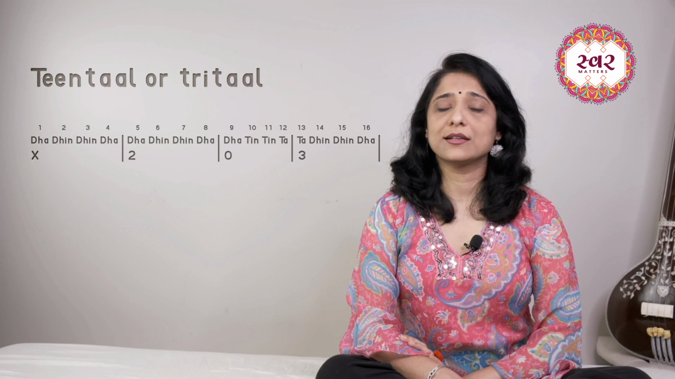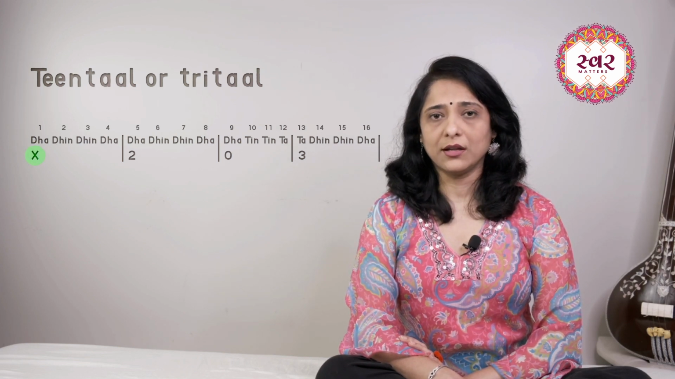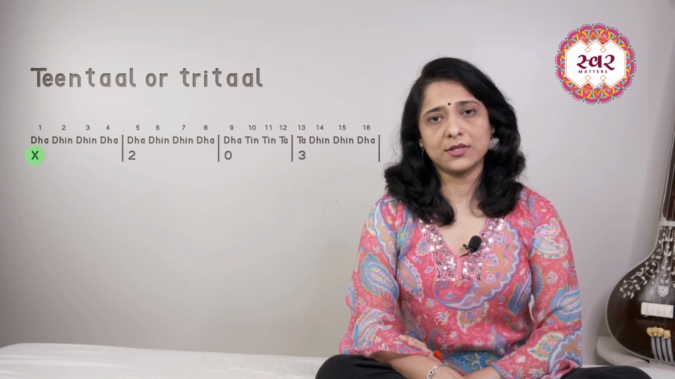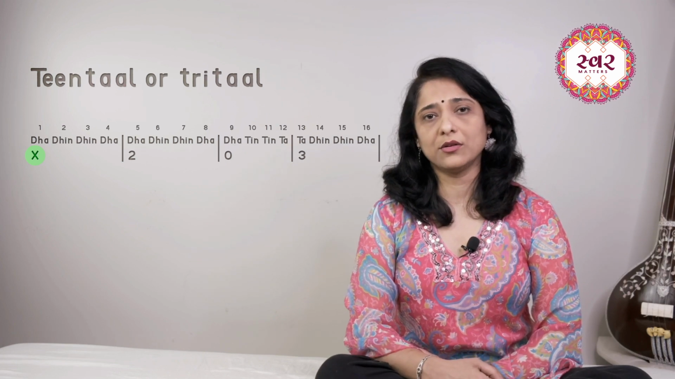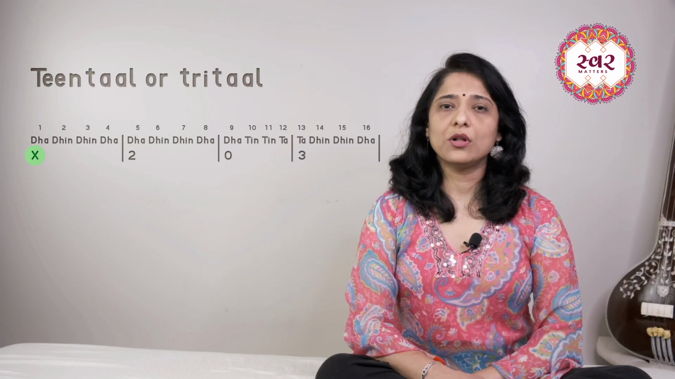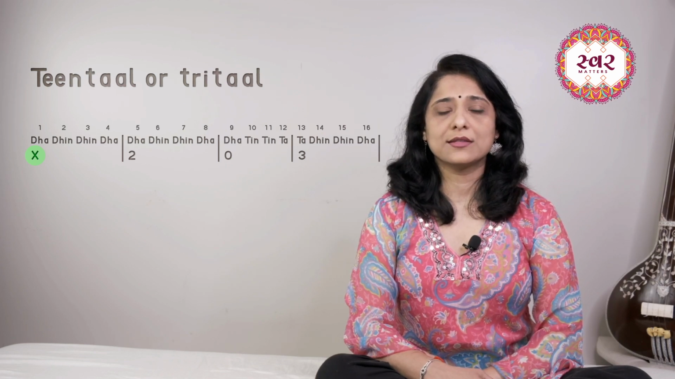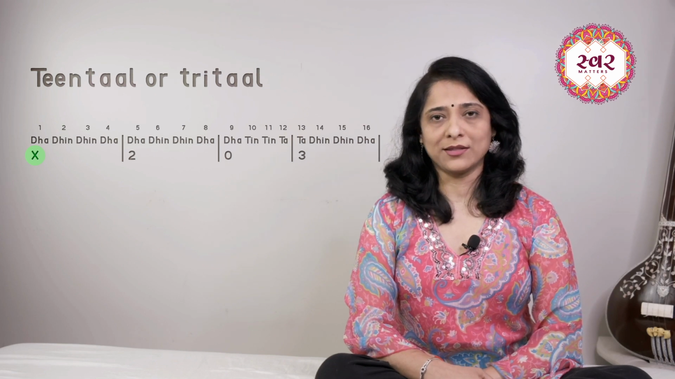Next we will discuss the term sam. A sam is the first matra of the taal. The sam carries the maximum weightage or emphasis as it is the matra that begins the whole cycle or taal. Almost all compositions are set in such a way that emphasizes this beat. Sam is demonstrated by a cross under the matra.